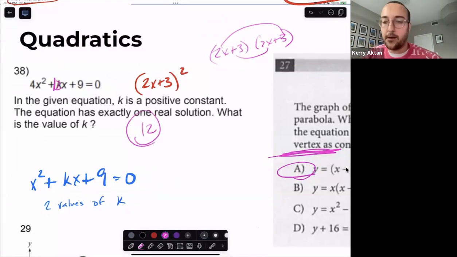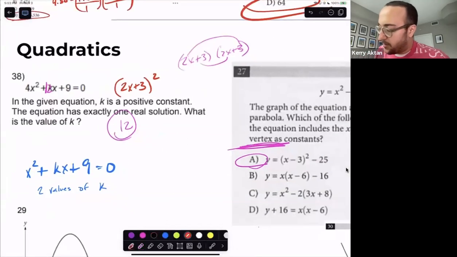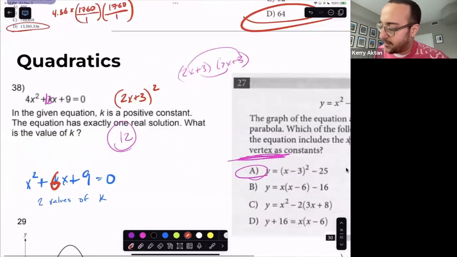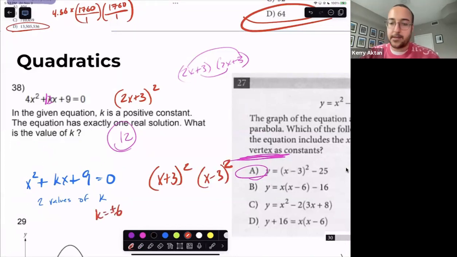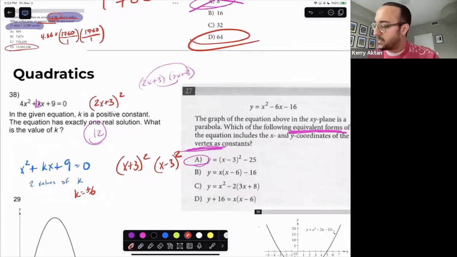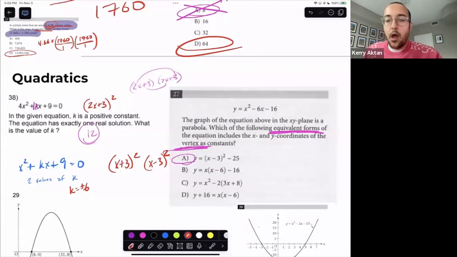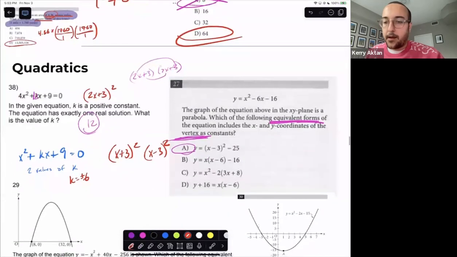Yes, you can do discriminant here. You can. And actually, we're going to talk about discriminant right now. If you're curious about this bottom one as well, k would have to be 6 or negative 6. Again, why? Because it would be x plus 3 squared or x minus 3 squared. Either of those would work. If that makes no sense at all, please jot that down and we'll come back for that towards the end.